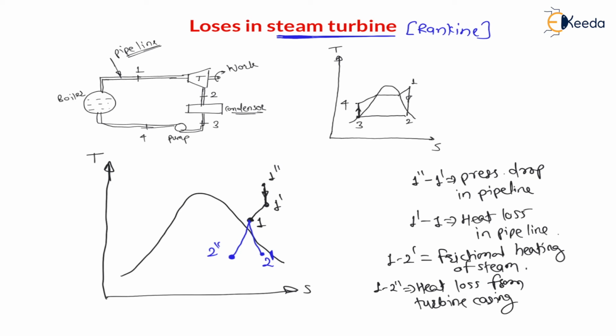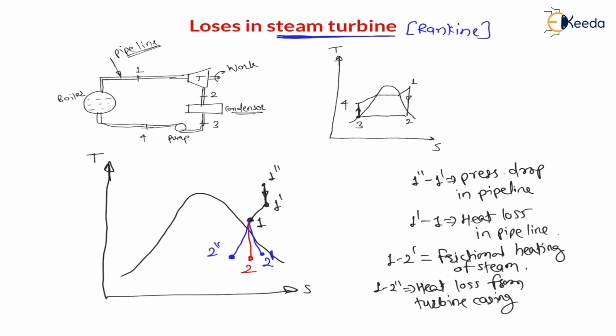And my dear students, if this heat gain, that is frictional heating of steam, is equal to heat loss, then this line will be vertical, that is 1 to 2. 1 to 2 will be isentropic. Here 1 to 2 is isentropic, means constant entropy.